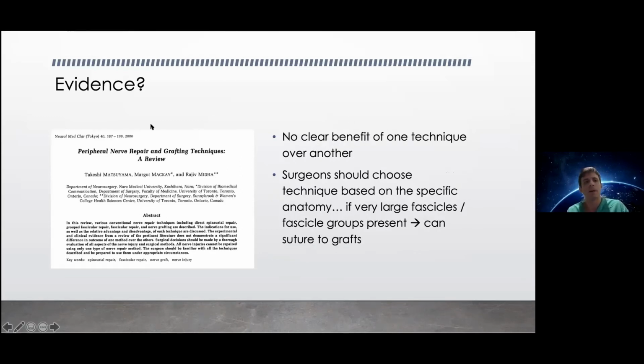Anything newer? Here's a nice review by Raj Mehta and company. Again, they actually found no clear benefit of one repair technique over another. So they just commented that surgeons should use the technique best suited to the anatomy. If very large fascicular groups are present, then you can suture the grafts into the fascicles, as we talked about. But really no evidence I could find that supports one type of repair over another.